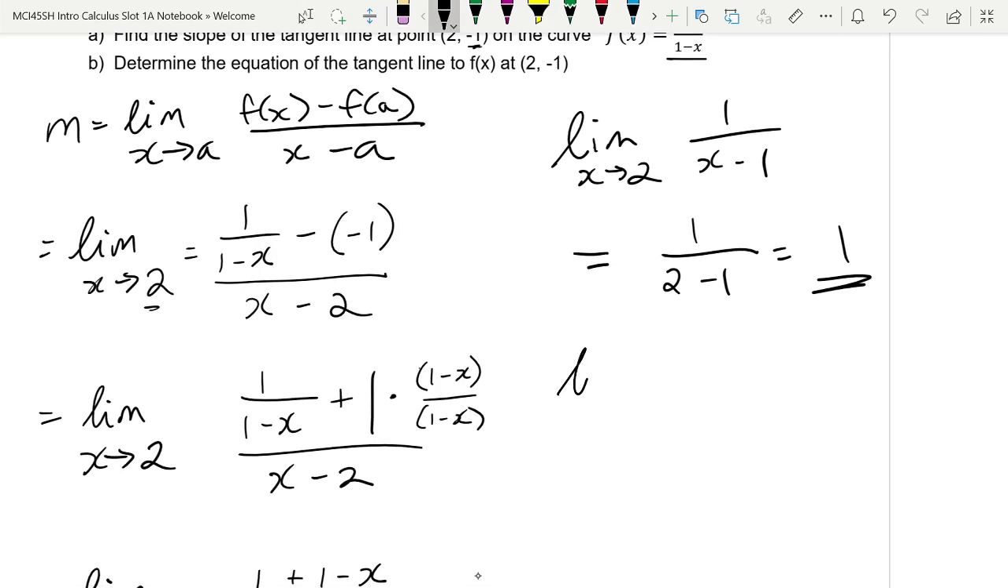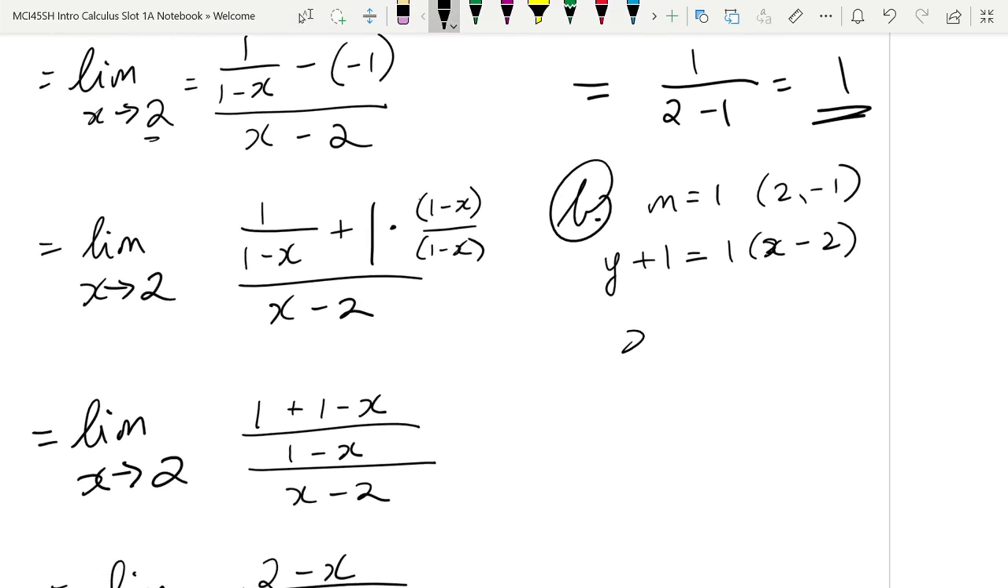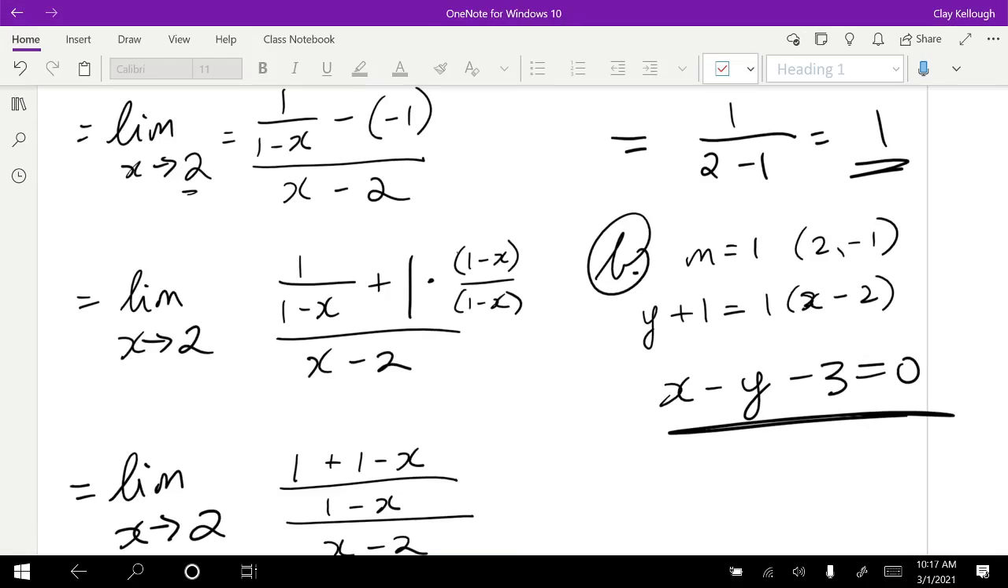Let's do the B part of the question now. The slope is 1, and I have the point 2, -1. So y minus y1 equals m times x minus x1. So that's going to work out to be x minus y minus 3 equals 0. And once again, let's go to Desmos and double check that that looks good.